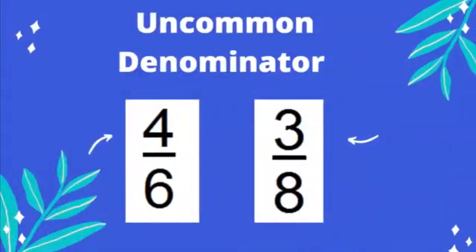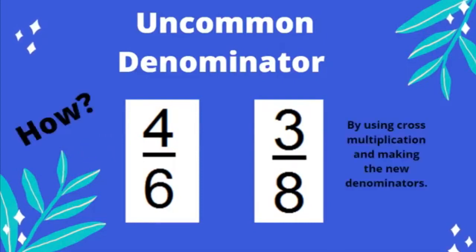What if we have uncommon denominators, or fractions that have different denominators and numerators? Can we compare and order them? Yes, we can. This condition is called uncommon denominators. So how do we compare and order them? By using cross multiplication and making new denominators.